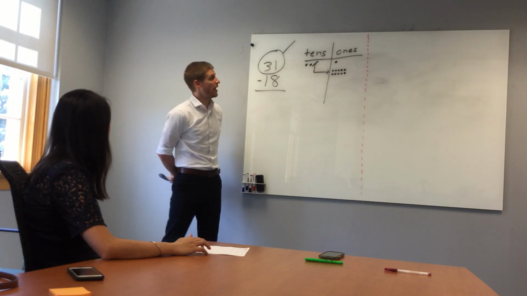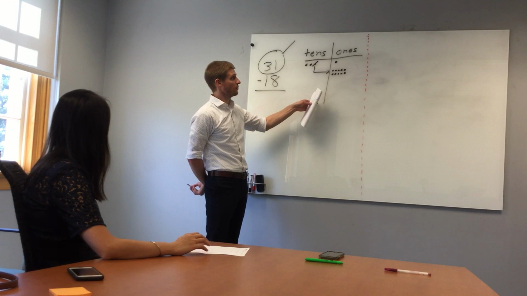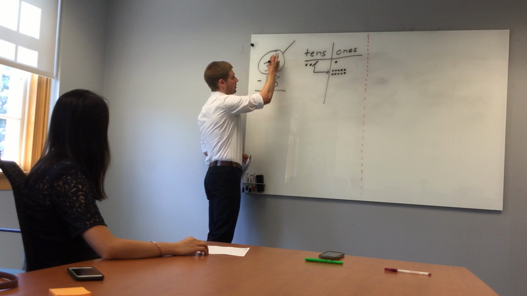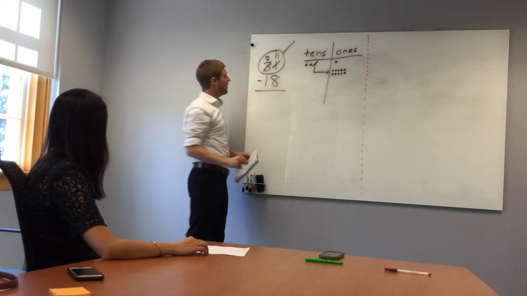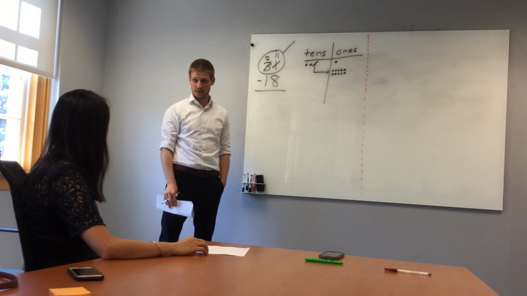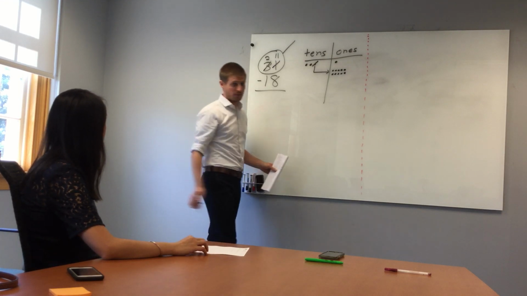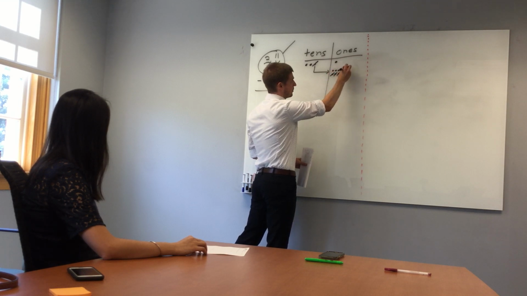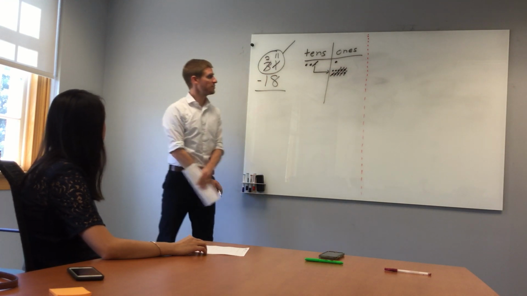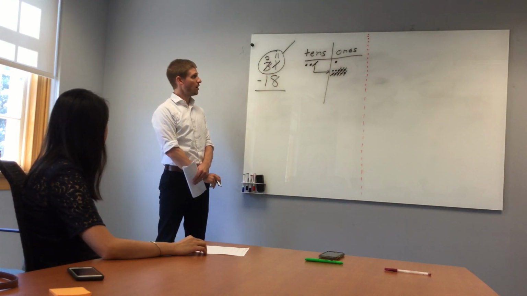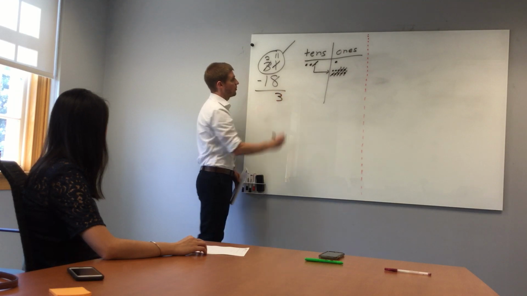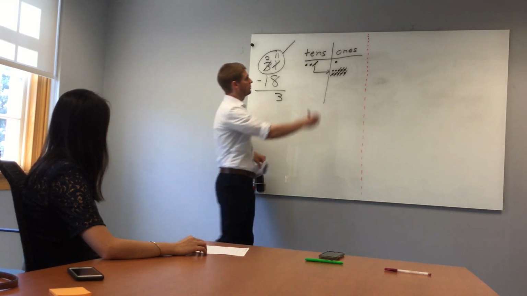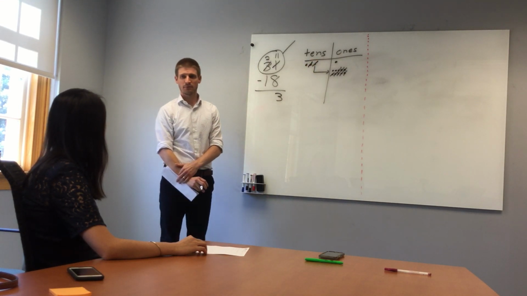Perfect. And so whatever we do in our place value chart, we also need to do in our vertical form. So I'm going to go ahead and cross off my 1, make it 11, cross off my 3, and make it a 2. I think we're ready to subtract. So 11 minus 8 gives me how many 1s? 3 ones. So 11 1s minus 8 1s is 3 1s. Perfect. And I have 2 10s minus 1 10 is 1 10.